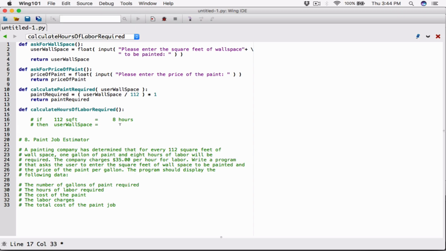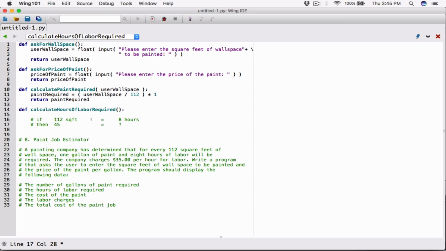That's how we are calculating the hours of labor required, because we've been told in the question that for every 112 square feet we are getting 8 hours of labor. So if 112 square feet gives us 8 hours, then whatever is typed as a square feet, as a wall space, is what? Right? Same idea for ratio and proportion. Assuming the user wall space is, let's say, 45.